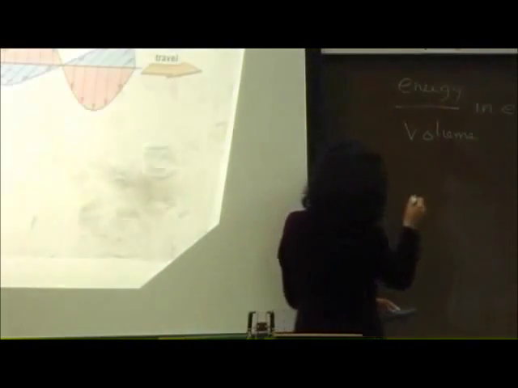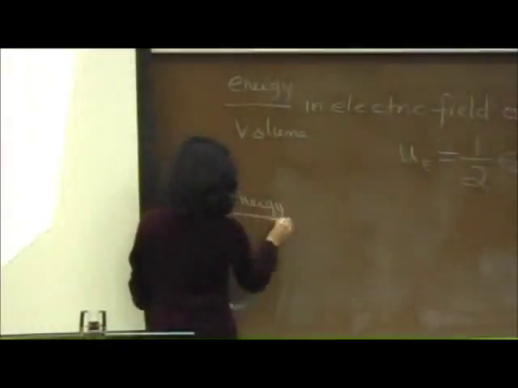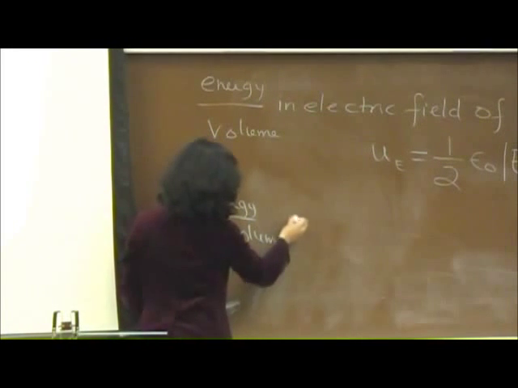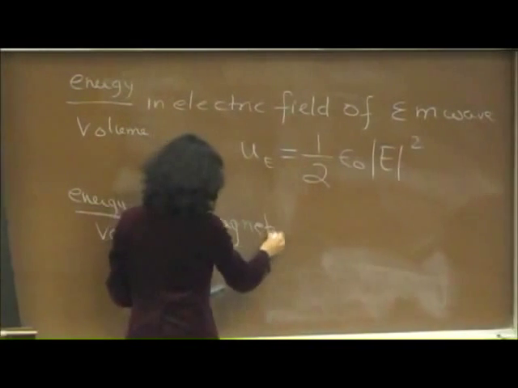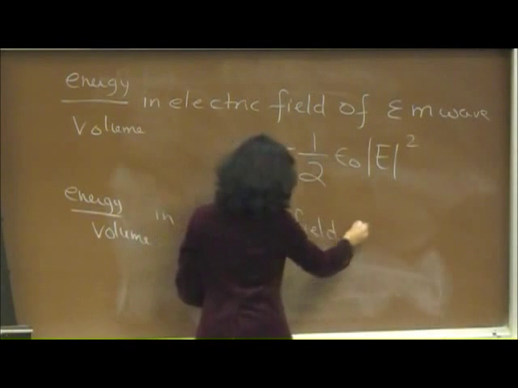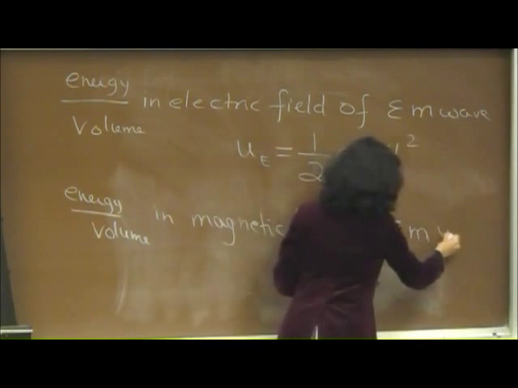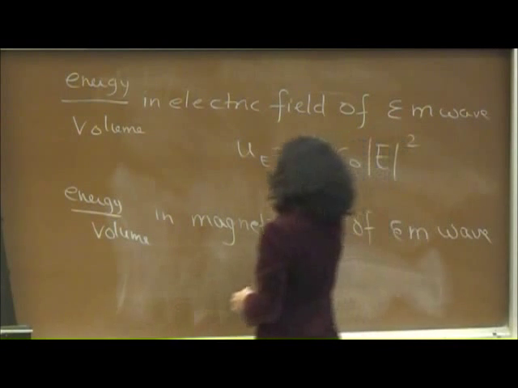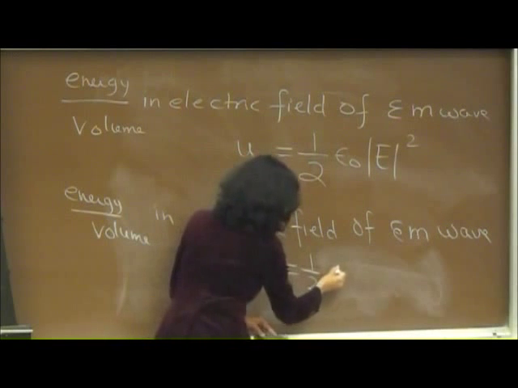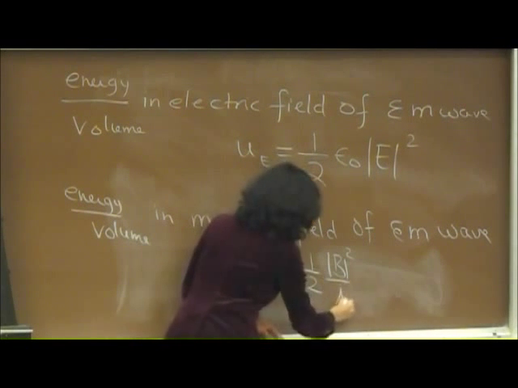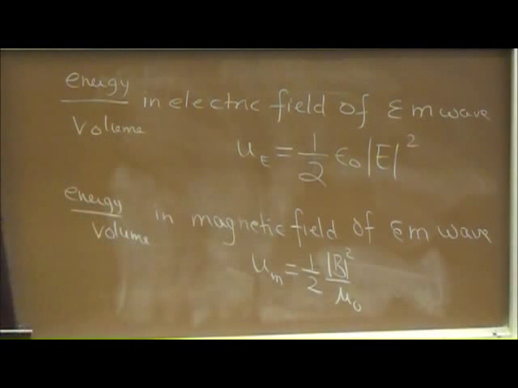Right? Similarly, what would be the energy per unit volume in the magnetic field of an electromagnetic wave? U sub B will be equal to half B square over mu 0. Is that true? Is everybody with me? Are they equal? Let's see if they are equal or not.